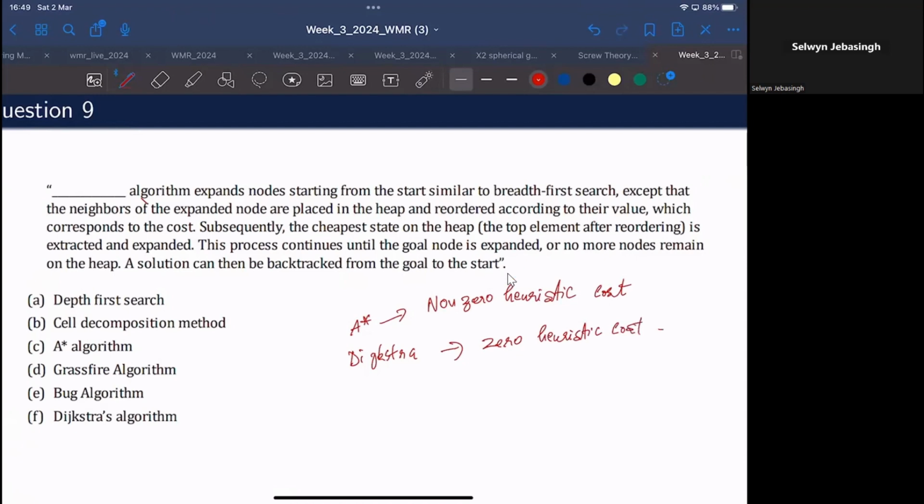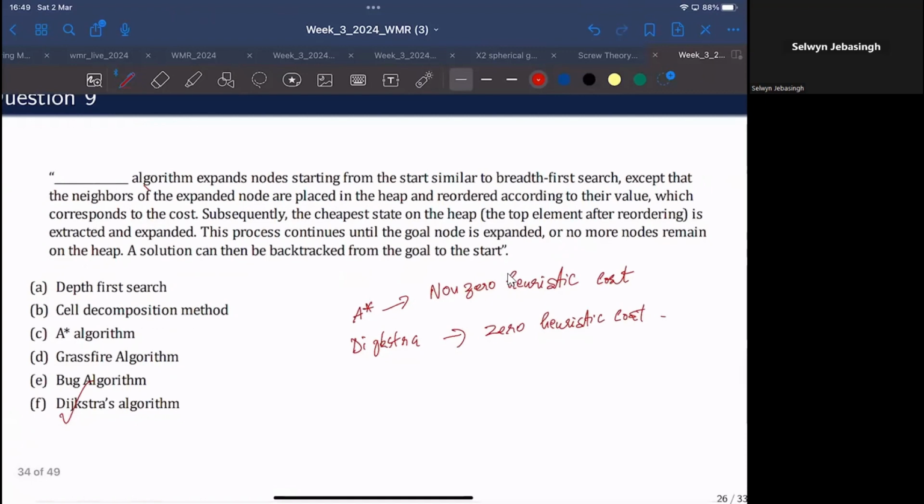And since this question says nothing about the heuristic cost, we can assume it to be zero because it says nothing about heuristic cost. So in that regard, the correct answer is indeed Dijkstra algorithm, option F, right?